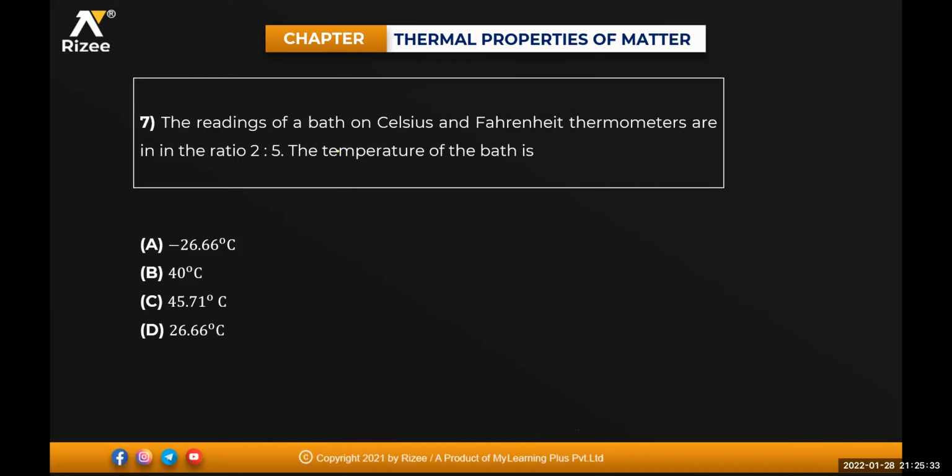Chalo. Next one. The readings of a bath on the Celsius and the Fahrenheit thermometers are in the ratio 2:5. The temperature of the bath will be equal to how much? Chalo, try to do this one, beta. Reading on Celsius and Fahrenheit, that means C by F is given as 2 by 5. The temperature of this bath will be equal to how much? Answers are given in degrees centigrade.